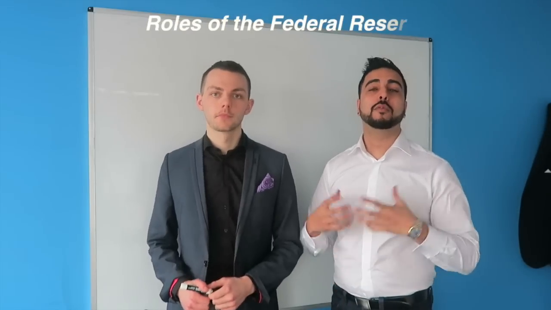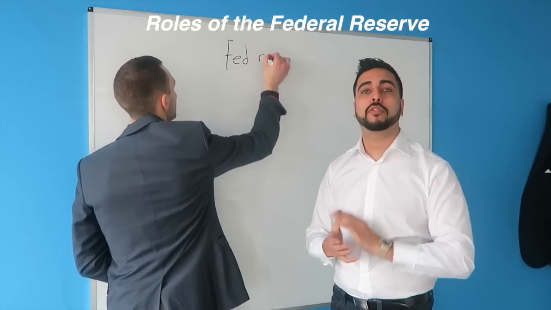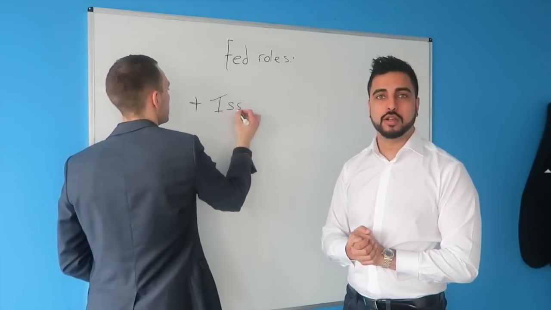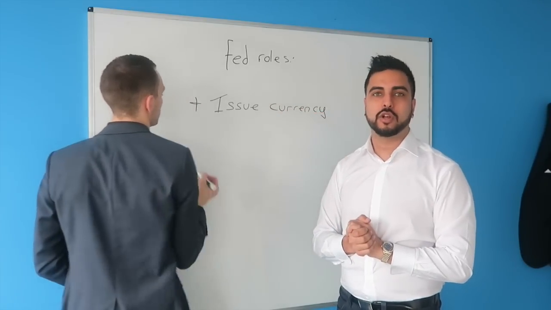Now I'm going to go over some of the roles for the Federal Reserve. Of all the different roles, we've selected the top 3 which we feel are the most important. Number 1 is to issue currency. They are the ones that will actually print and deliver money and pump it into the United States.